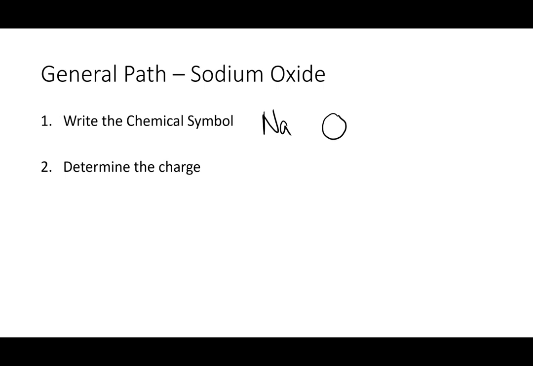Step 2 is determine the charge when these become ions. So sodium is in 1A. It's got 1 valence electron. It's going to give it away. So sodium would have a +1 charge. Oxygen is in 16 or 6A. It is going to steal 2 electrons. So when oxygen becomes an ion, it's going to be a -2 ion.